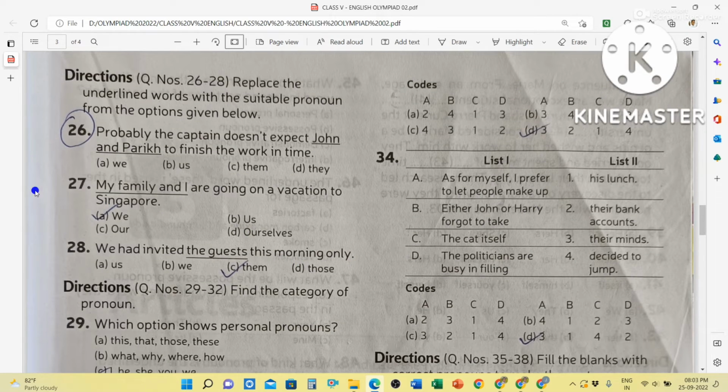Now come to question number 26. Replace the underlined word with the suitable pronoun from the options given below. Probably the captain does not expect John and Parik to finish the work in time. Here the answer will be them. Probably the captain does not expect them to finish the work in time.